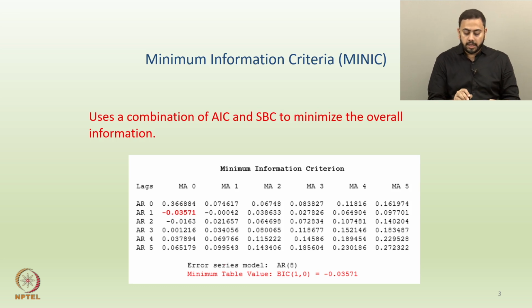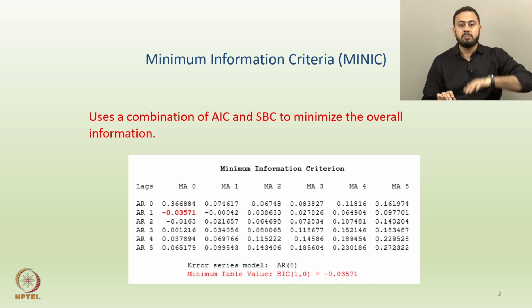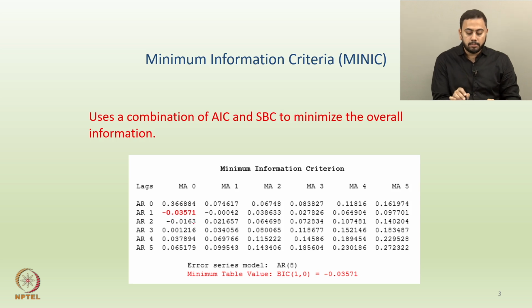And then here you do it using a slightly different kind of technique. If you observe all these values, right, this software identified this value that you see in red to be minimum in terms of both AIC and SBC collectively, alright. So, this value is minimum based on both AIC and SBC collectively. Okay. And again you can see that this value is in fact the minimum, right, because this is minus 0.03571. So, all the other values are higher than that.